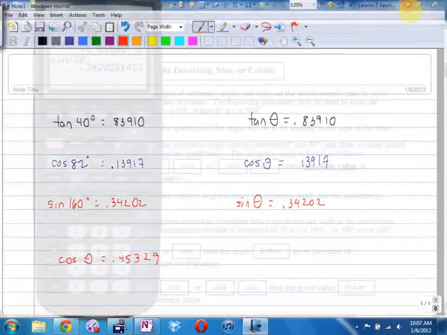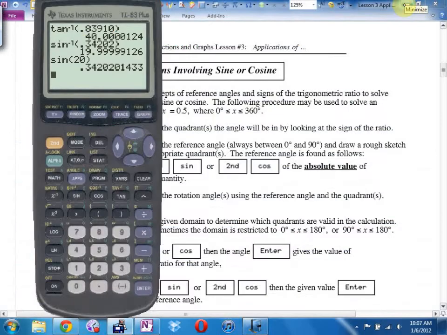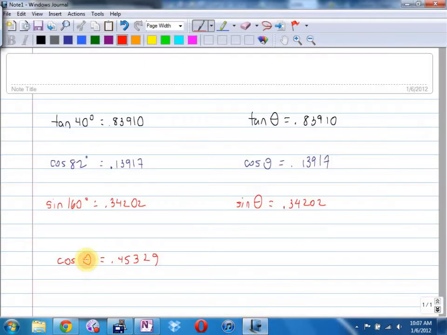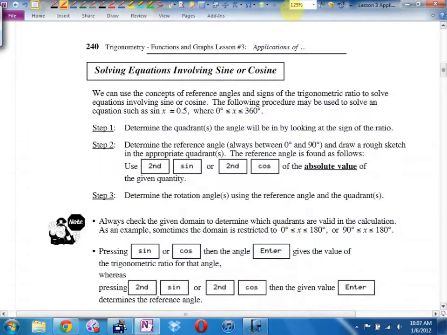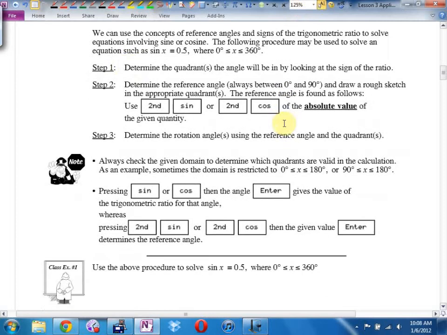We call that a trig equation. When I give you an equation where the variable is an angle, we call that a trig equation, and we're going to start to solve those today. Here's what it says. To solve a trig equation, step one is to determine the quadrants the angle will be in by looking at the sign of the ratio. Actually, what I'd like you to write next to step one in capital letters, we're going to use the CAST rule.